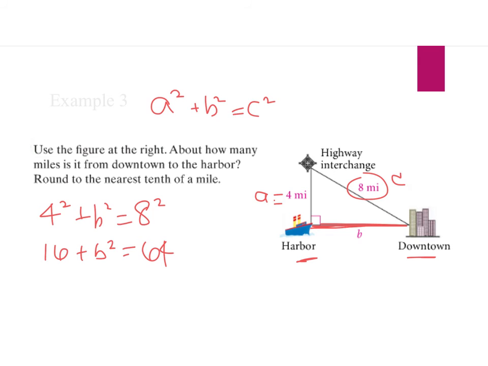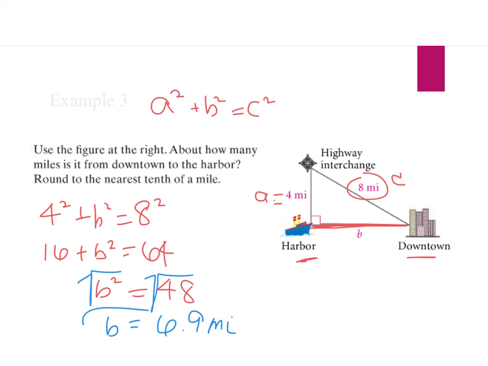If I subtract 16 from both sides, I end up with b squared equals 48. If I take the square root now, because I need to get b by itself, 48 is not a perfect square. It's in between 36 and 49, so I know that my number has to be somewhere in between 6 and 7, because the square root of 36 is 6 and the square root of 49 is 7. If I punch this in on my calculator, I get about 6.9 miles. So that's how far it is from the harbor to downtown.